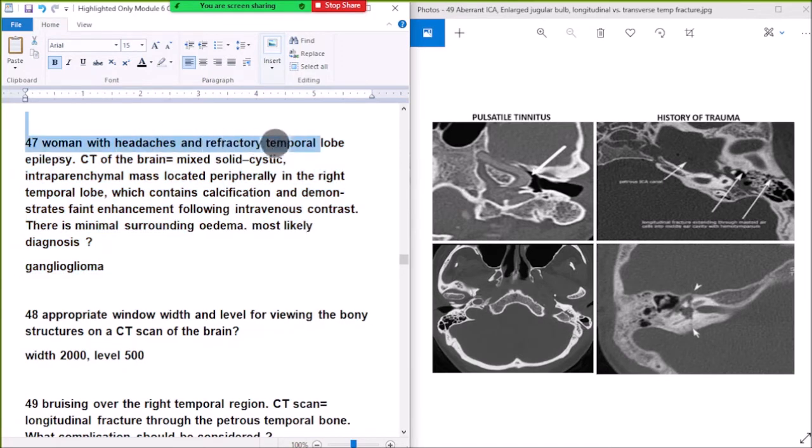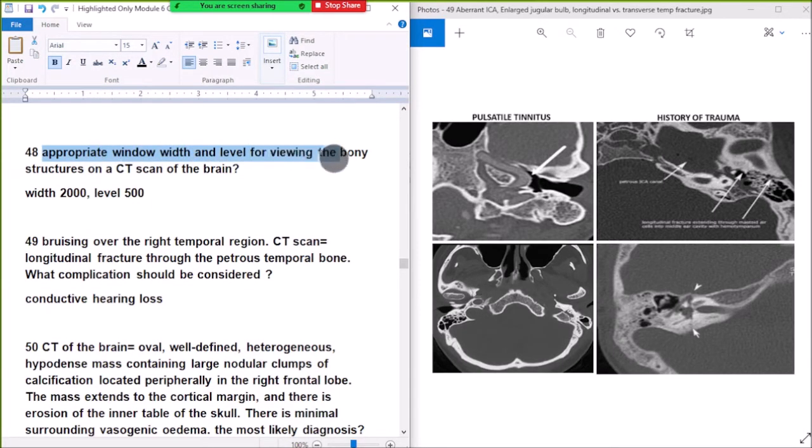Woman with headaches and refractory temporal lobe epilepsy. There is a mixed solid cystic intraparenchymal mass located in the right temporal lobe, which contains calcification and enhancement, with minimal surrounding edema. Diagnosis: ganglioglioma.